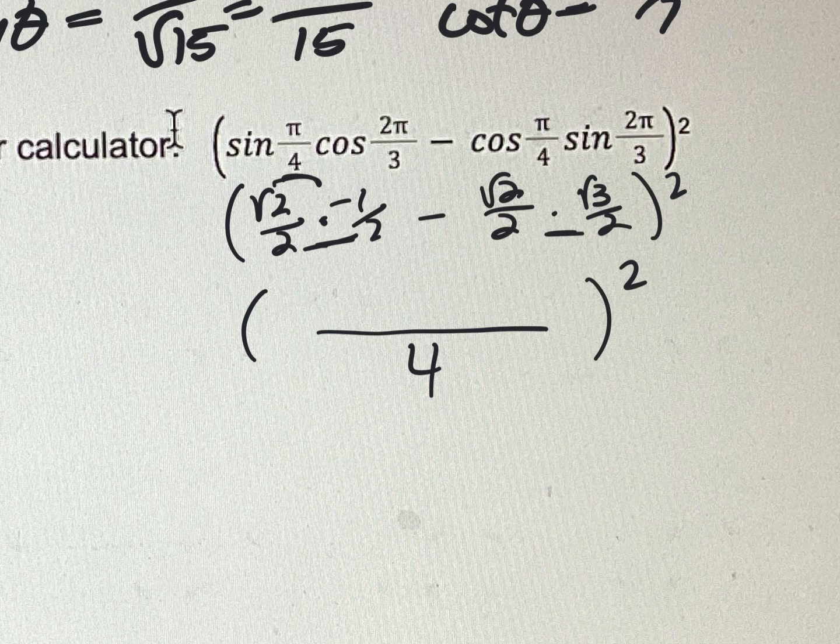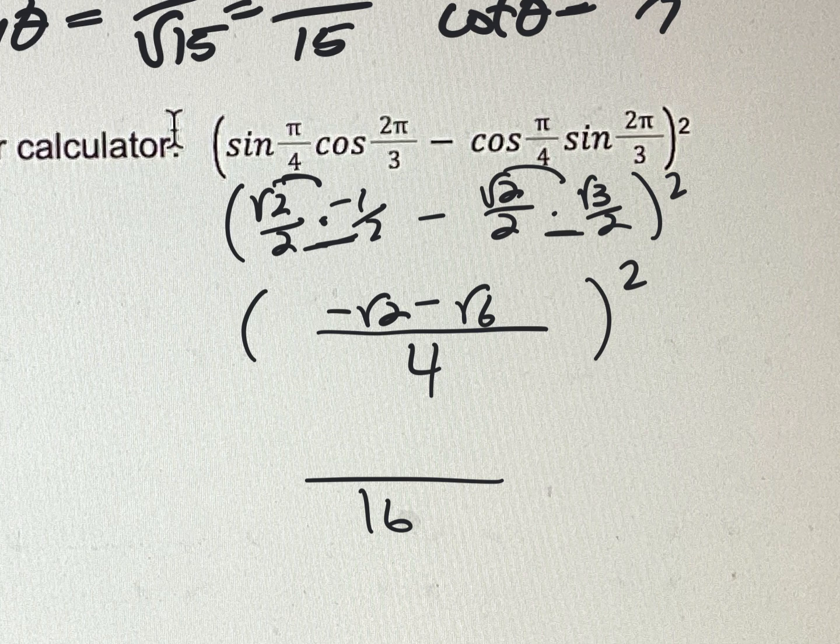My numerators, I'm just going to multiply. Square root of 2 times -1 is negative square root of 2. Minus, multiply those two, I get square root of 6. So all I have left to do is square, and here's what you can't do. You can't just square every single term. When you square a fraction, you square the whole top and you square the whole bottom. So if I square the whole bottom, I get 16.